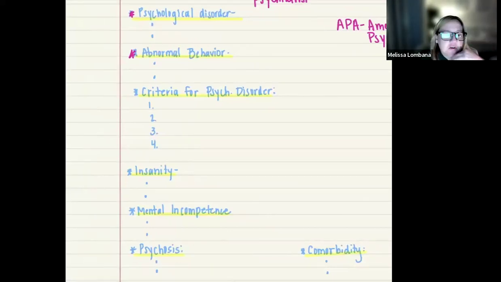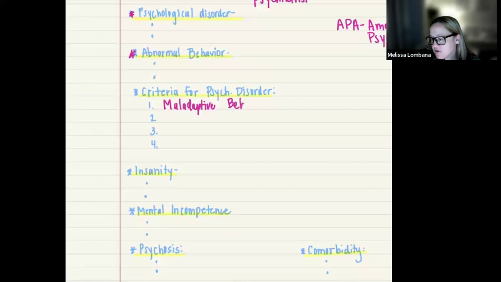And those four things are, first one is going to be maladaptive behavior, which basically means that the behavior causes harm by making it difficult to fulfill the normal functions of everyday life. So it basically must be a behavior that doesn't allow them to function day to day. The next one is personal distress, which basically means the person's perception of their own emotional distress, right? So they believe they're emotionally distressed, but it's all a perception.